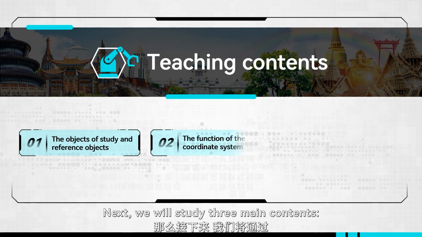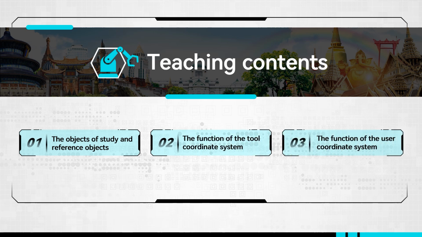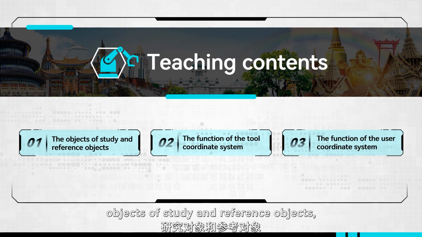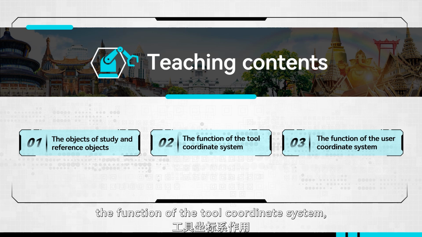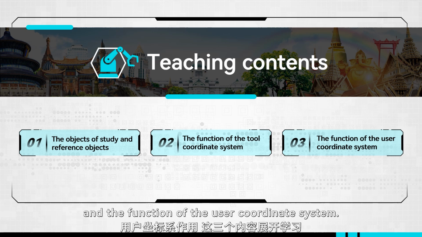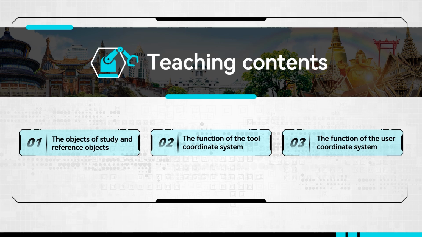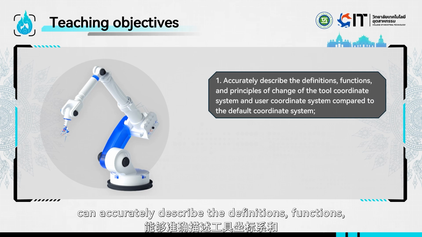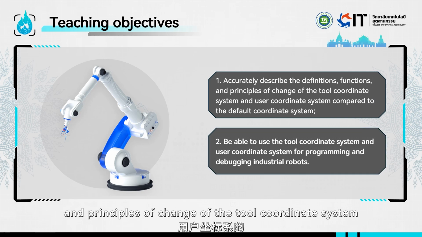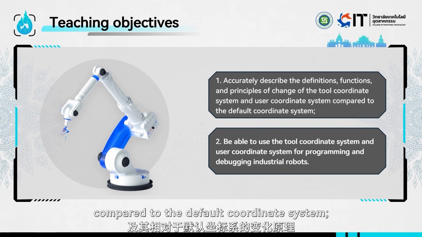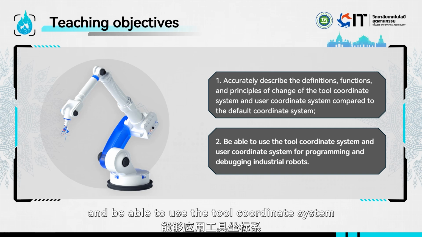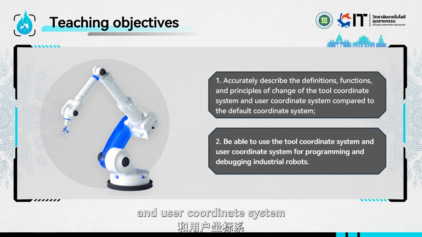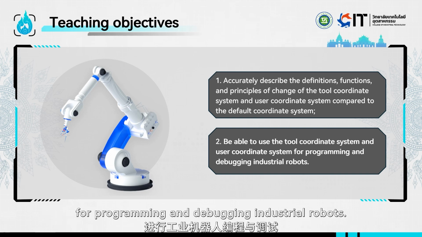Next, we will study three main contents: objects of study and reference objects, the function of the tool coordinate system, and the function of the user coordinate system. Through this lesson, I hope everyone can accurately describe the definitions, functions, and principles of change of the tool coordinate system and user coordinate system compared to the default coordinate system, and be able to use the tool coordinate system and user coordinate system for programming and debugging industrial robots.